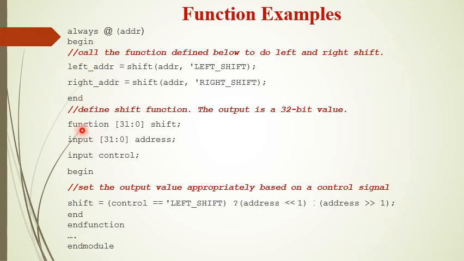Now coming to the function definition. If you recall, we have earlier written function calc parity for the parity generator. So here I write function 31 down to 0 shift. Shift is the name of the function. The reason we write 31 down to 0 is that this function is going to return a 32-bit value. This function is going to left shift the 32-bit address or right shift the 32-bit address depending on the control signal, and hence the return value is a 32-bit value.